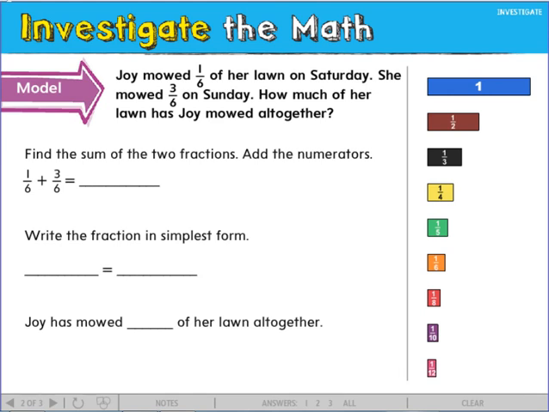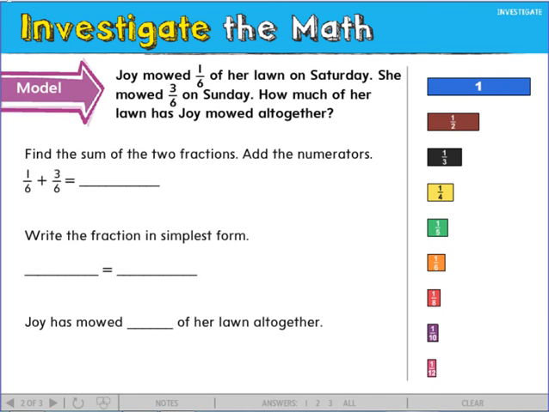Okay. Adding fractions with like denominators. Besides the reducing part of it, it has very simple steps to it.